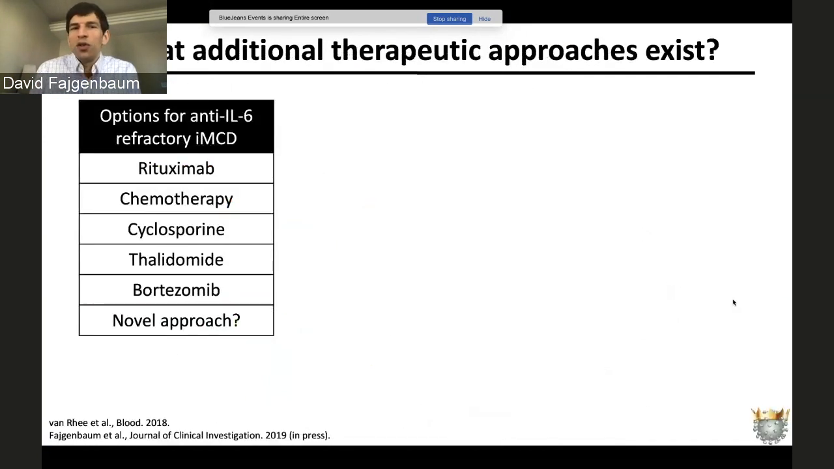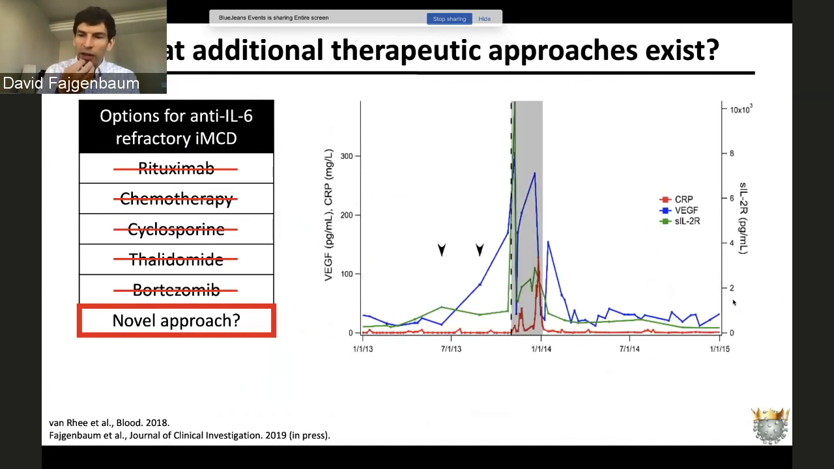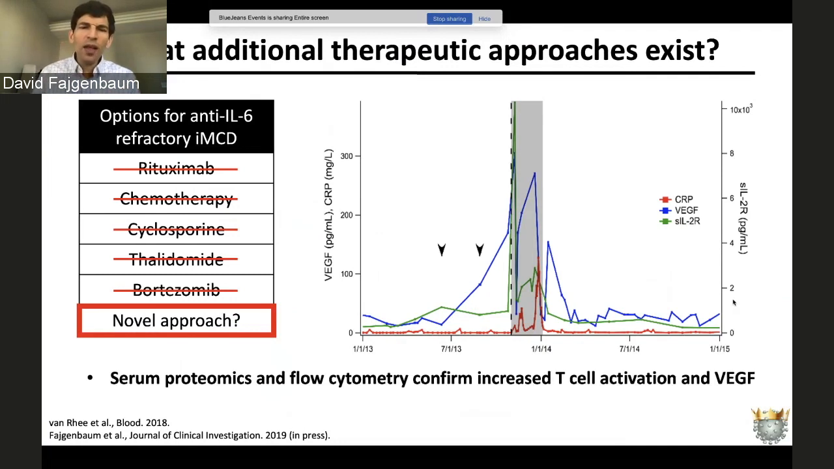So what do you do when you've basically run out of options? In this case, every drug that had been tried against this disease had not worked, so we had to figure out a novel approach. We dove deeply into cytokine panels that we've been running on this patient, and you can see VEGF was one of the cytokines that began to rise in the weeks and months leading up to the 5th relapse. Same with soluble IL-2 receptor, which is a marker of T-cell activation. So this data suggested to us that there were activated T cells and there was elevated VEGF.